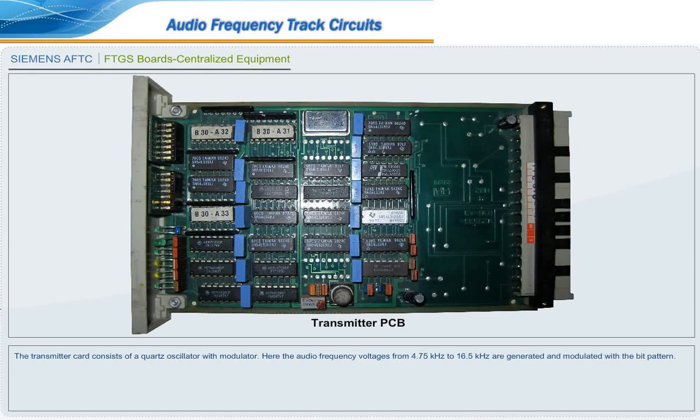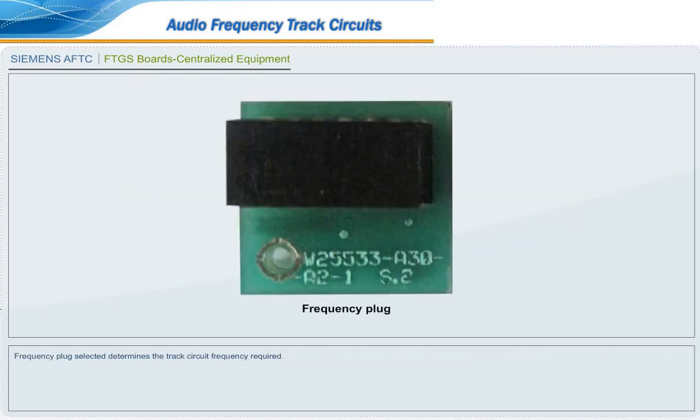The transmitter card consists of a quartz oscillator with modulator. Here, the audio frequency voltages from 4.75 kHz to 16.5 kHz are generated and modulated with the bit pattern. The frequency plug selected determines the track circuit frequency required.